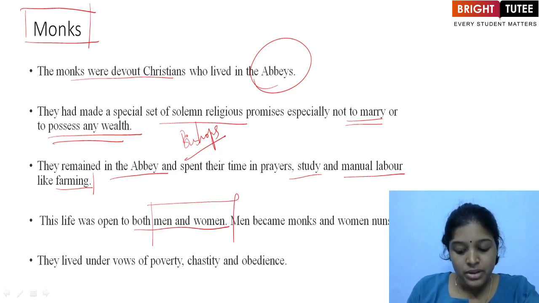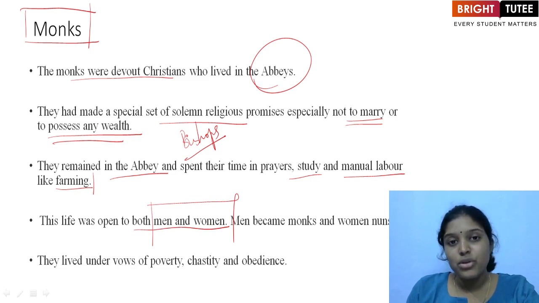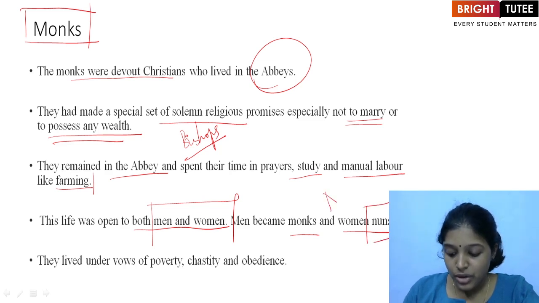So here, both men and women could become monks. If you remember, as priests, only men were allowed. Women weren't allowed. No physically challenged person was allowed. But if you were choosing to become a monk, women were also allowed to choose such an option. And men became monks and women nuns. So when women chose such a way of life, they were called nuns.